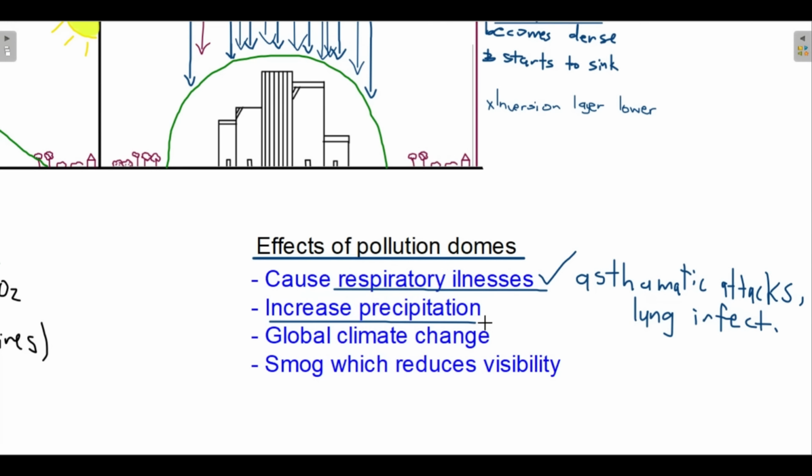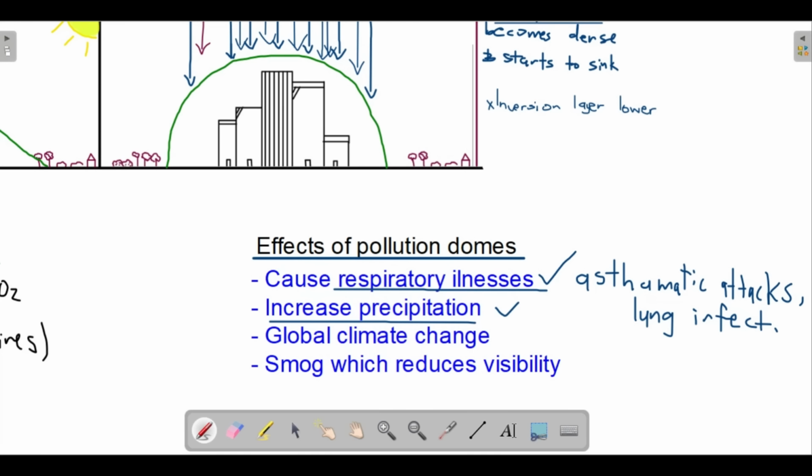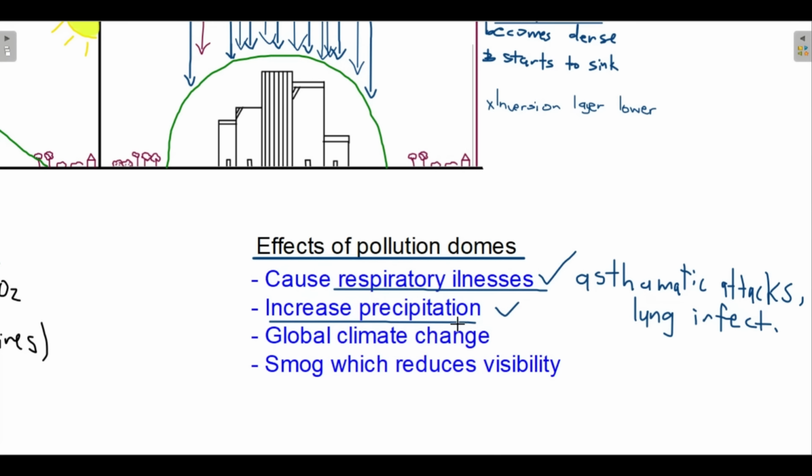They can increase precipitation as well. Okay, we talked about pollutants acting as condensation nuclei or as hygroscopic nuclei on which warm moist air condenses and forms clouds. And so these act as that condensation nuclei and promote the condensation process and therefore increase precipitation.